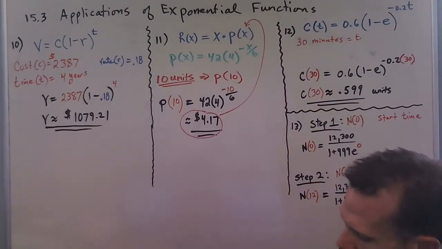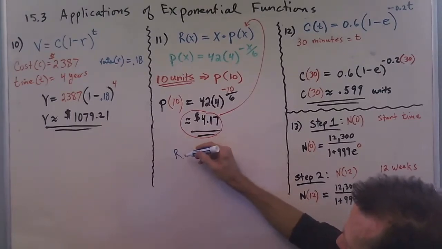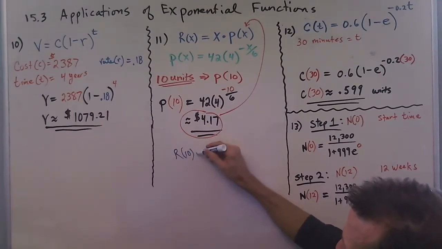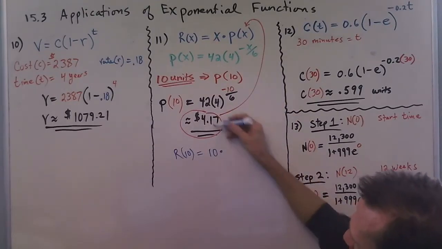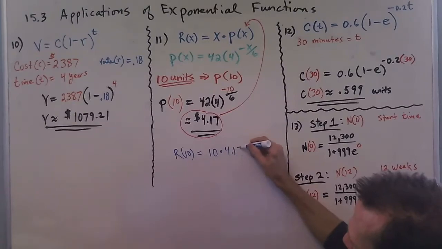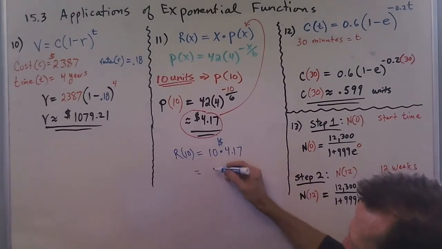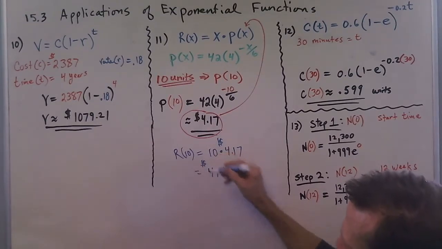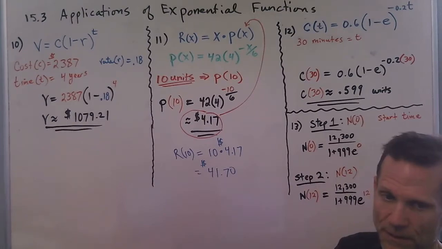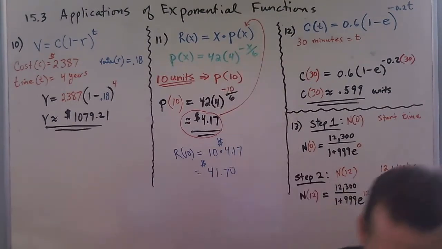So what we get for our revenue of 10 units is equal to 10, that's that X value, times 417, and then we get 4170. Okay. Not a huge revenue, but a nice little example of calculating one function first and then putting it into another function.